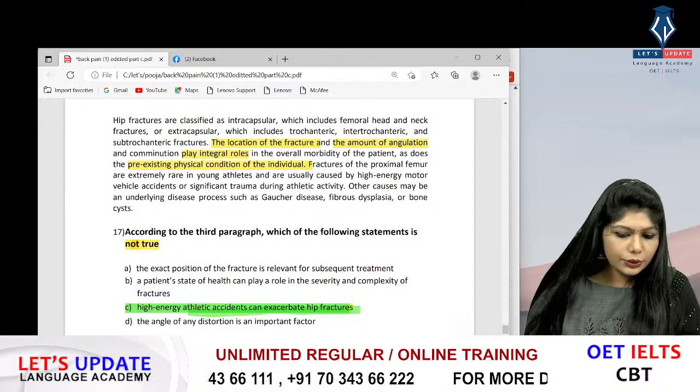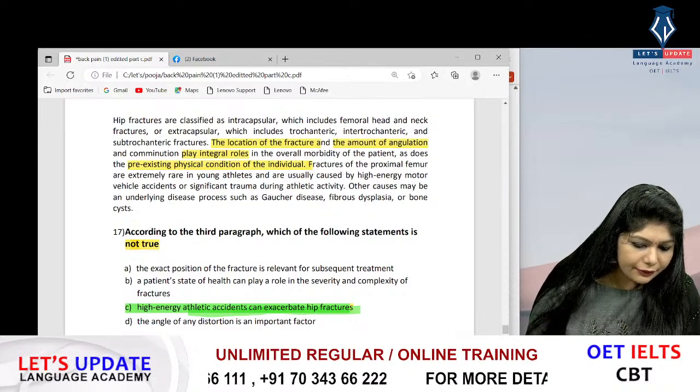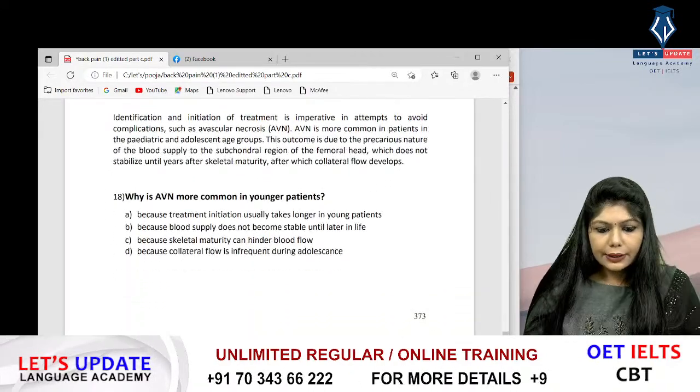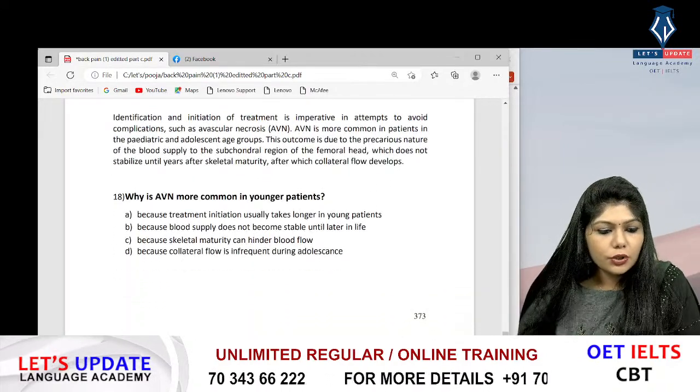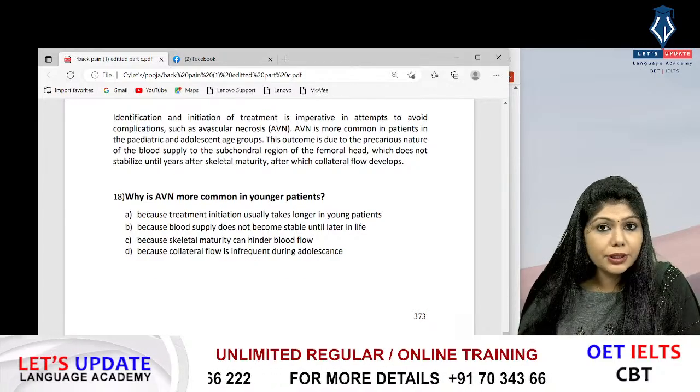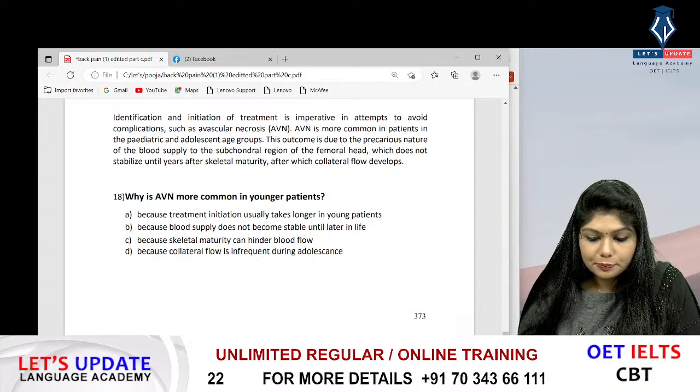Okay, so moving to the next paragraph and the next question. Right, I hope this is visible to you. So, why is AVN more common in younger patients? And this is the paragraph. I'll give you a minute to read it and then we'll discuss it together.